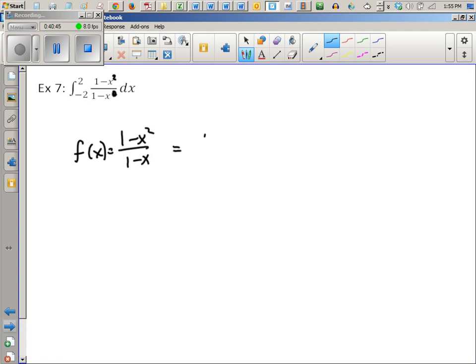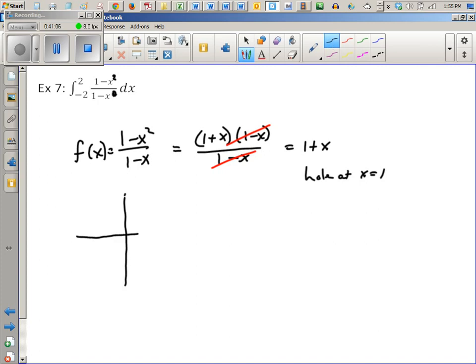And this factors into 1 plus x times 1 minus x, and this is all over 1 minus x. So this cancels out. And we see this really is just the function y equals 1 plus x with a hole at 1. Hole at x equals 1, see? Okay, so I'm going to go ahead and sketch it. It's the graph of 1 plus x.